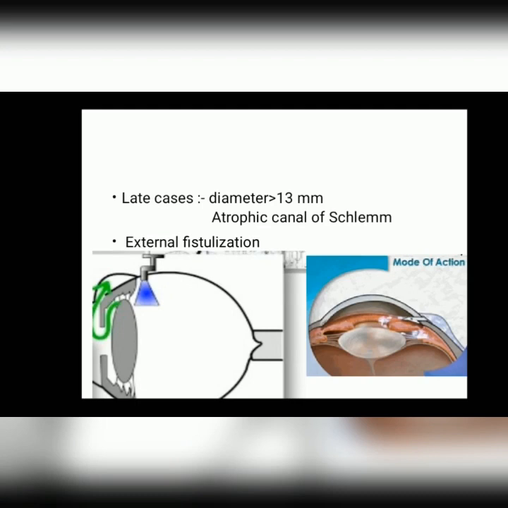External fistulization means that we create a new pathway, other than the atrophic canal of Schlemm, for the aqueous humor to pass through. Like here, this is the ciliary body where production of aqueous humor occurs, it passes through here to the subconjunctival space, and drains through it into the venous system. Also, this is a picture which represents the extra pathway we created, external fistulization.